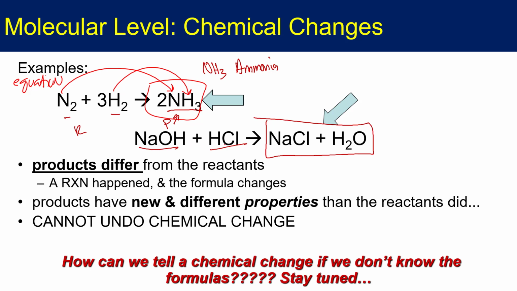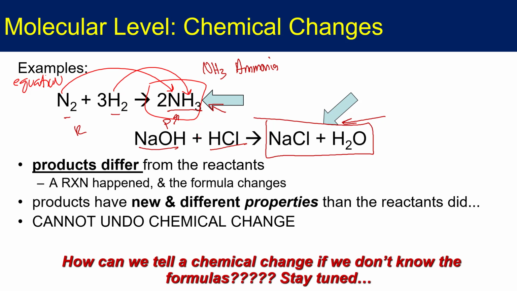So a takeaway here is that when we do initiate a chemical change, not only do we change the composition and get new products, but the properties of those products now change as well. And they are not the same as the properties of the reactants that we had. So that is a super important thing to understand.